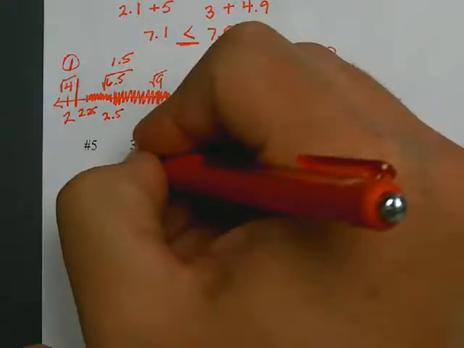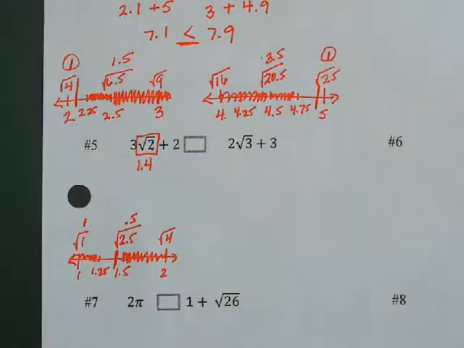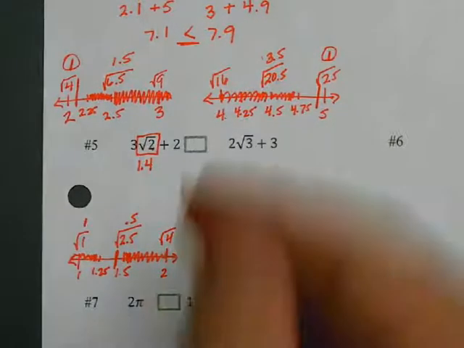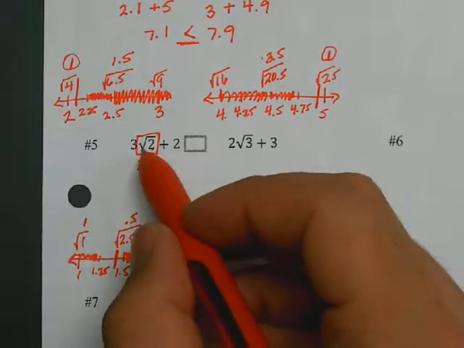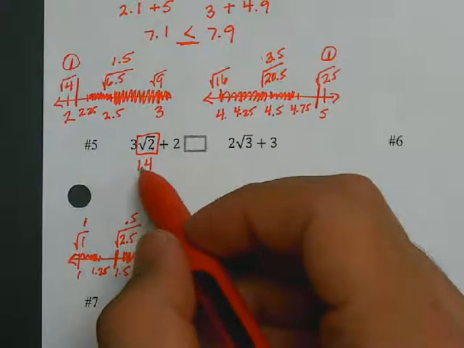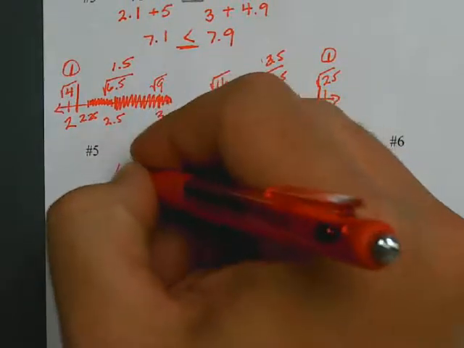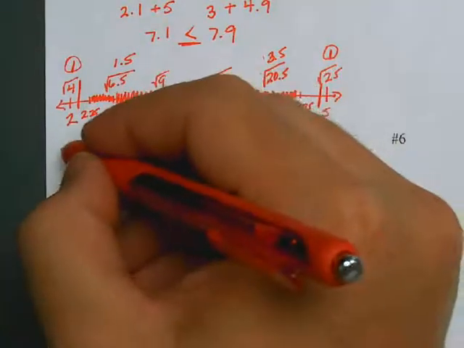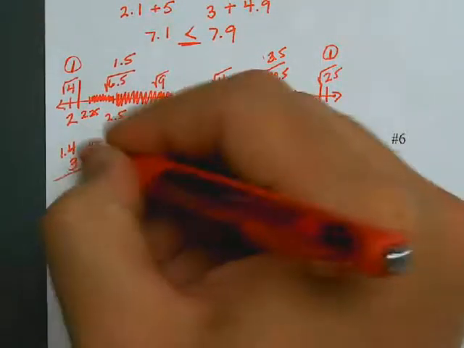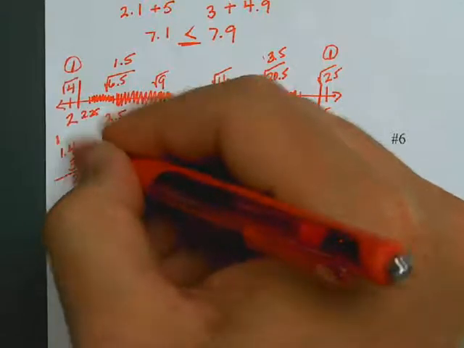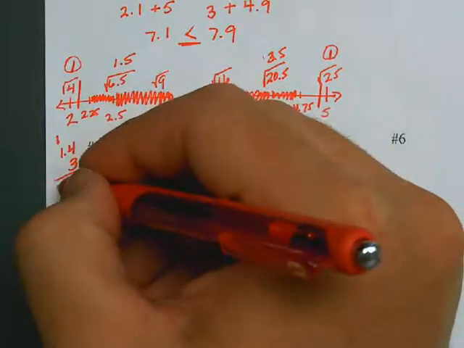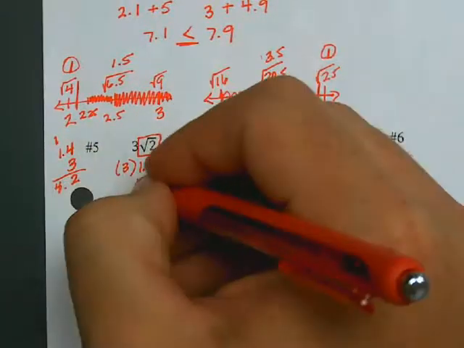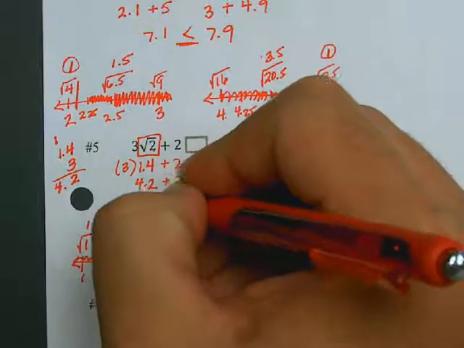So I'm going to say this is approximately 1.4. But now this is where it gets tricky because it's not just 1.4 plus 2, it's the square root of 2 times 3. So you've got to say 1.4 times 3 plus 2. So I'd come over here on the side and I'd say 1.4 times 3, old school math. 4 times 3 is 12, add the 1. 3 times 1 is 3, plus 1 is 4, and then there's one decimal place. So now we've got 4.2 plus 2, which is 6.2.